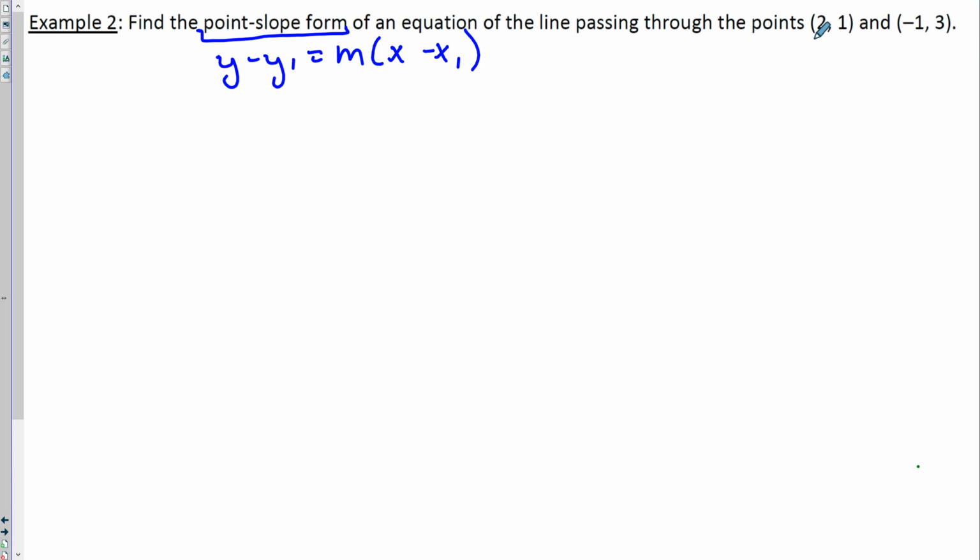So that's going to be the format for our answer this time. And they did tell me our 2 points. So I'm going to go through the points (2, 1) and (-1, 3). Now here, for the point-slope form, even though we do have some information regarding points, we are missing the slope. I need the slope in order to complete this point-slope form. So here we actually have an initial step that we have to go through. We first have to find the slope.